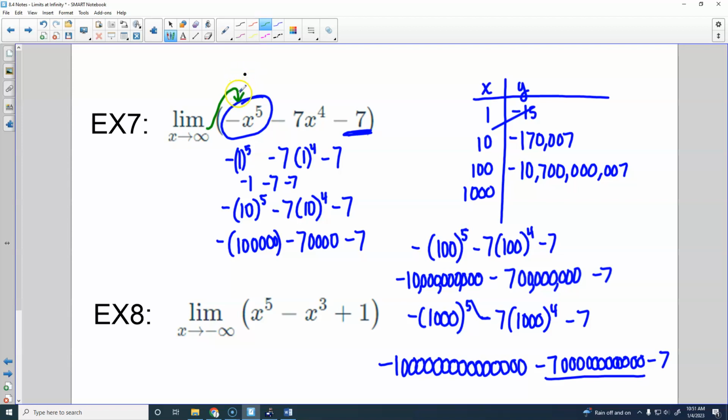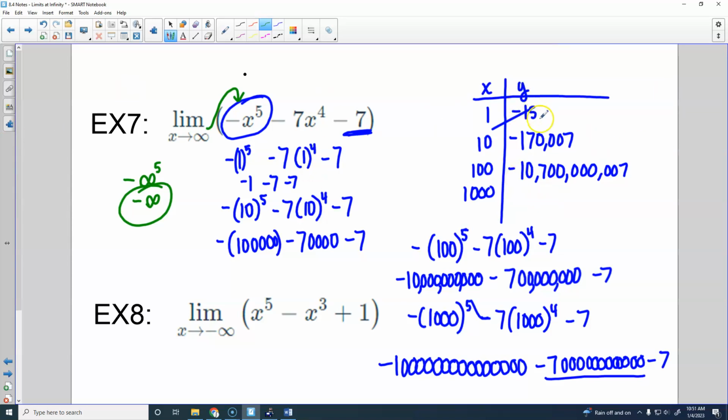So if you look at it here, if you think about plugging that in, you're going to have negative infinity to the 5th power, and infinity to the 5th power is just infinity, so you would have negative infinity for that. You're going to approach negative infinity, which you could see from our table.